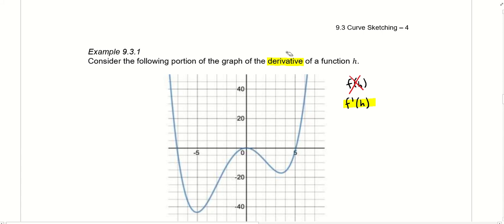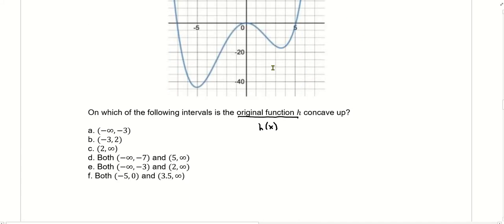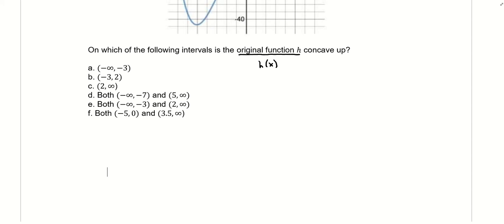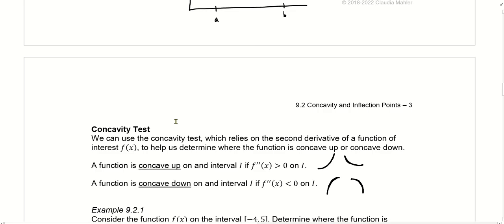So the question then becomes, how do we use this graph to help us figure out concavity? We don't have anything about the second derivative. We just have information about the first. So how do we determine concavity from a graph of the first derivative? Well, it helps to remember a few things, and some of this I just mentioned in the 9.2 notes. So I'm going to write down how we determine concavity from the second derivative.